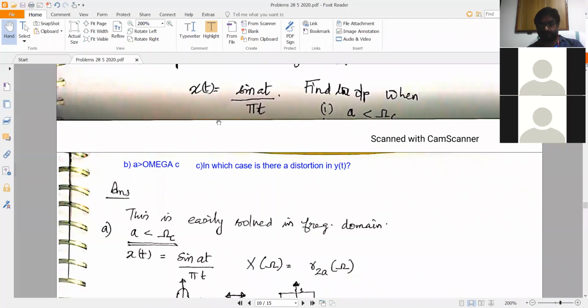I have digitized this page wrongly, so I had to type in the values here.